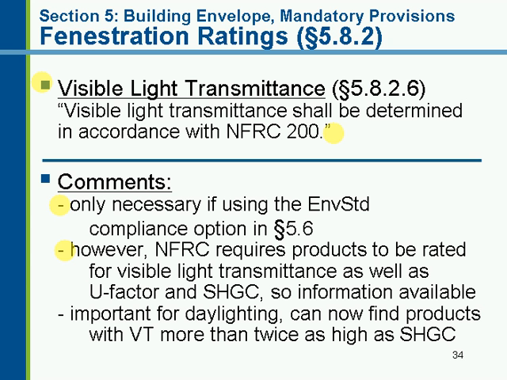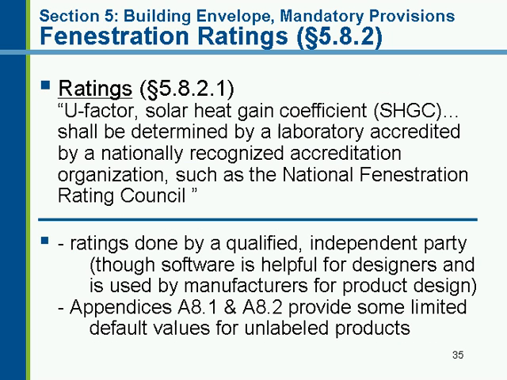And as designers, you're obviously going to be thinking about that. You're thinking about the daylighting going into the space. And be aware you can find some pretty good products now with the visible transmittance that's more than twice as high as the solar heat gain coefficient. Much better than bronze or clear glass, where the visible transmittance can be even lower than the solar heat gain coefficient.